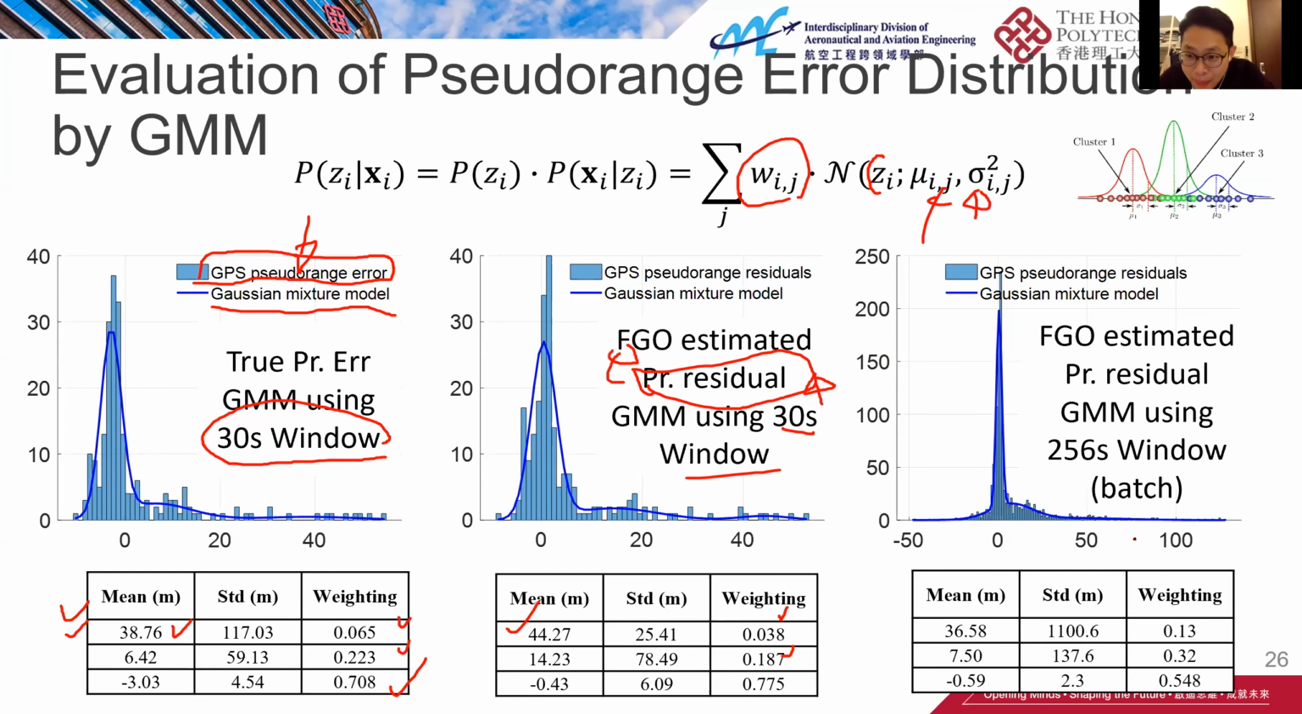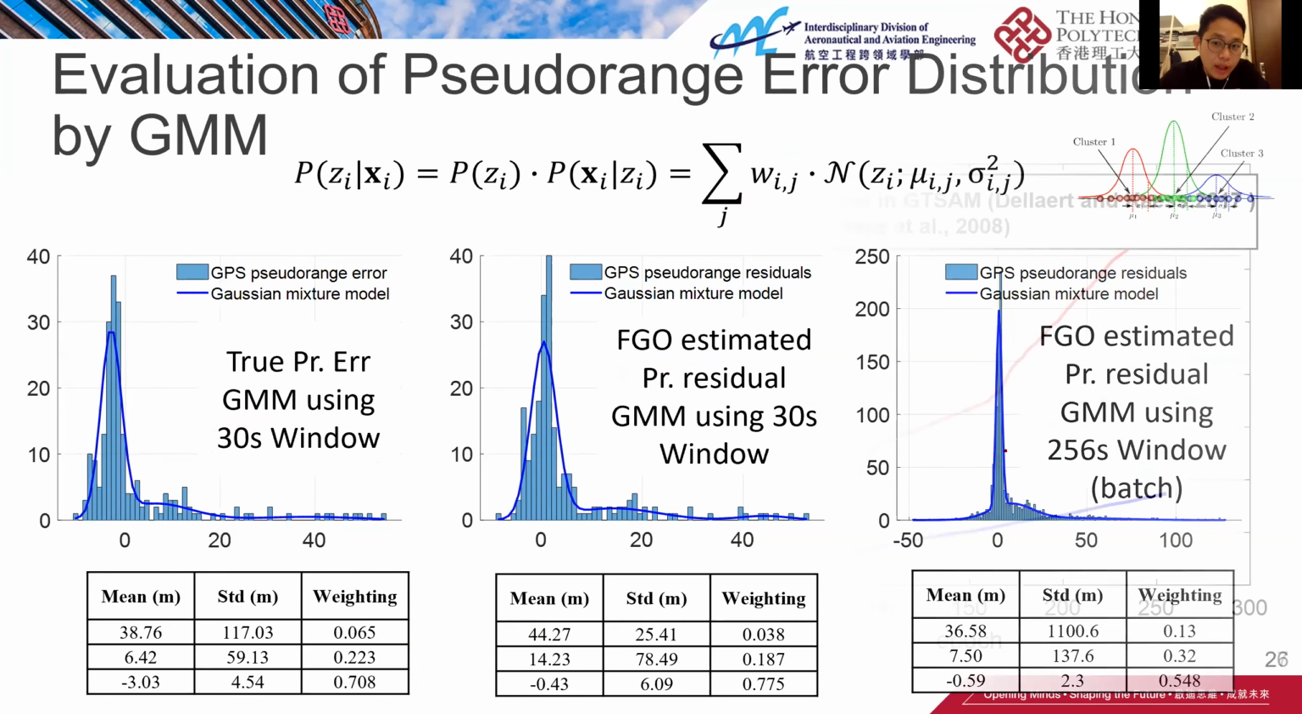And if we use a batch, which is 250 seconds, to model the whole pseudorange residuals, then this is what the distribution looks like. You can see the shape is obviously very different from the actual one. That's the reason why including more data is not necessarily better: your data is a bit outdated and cannot represent the current environment. This is what we found.